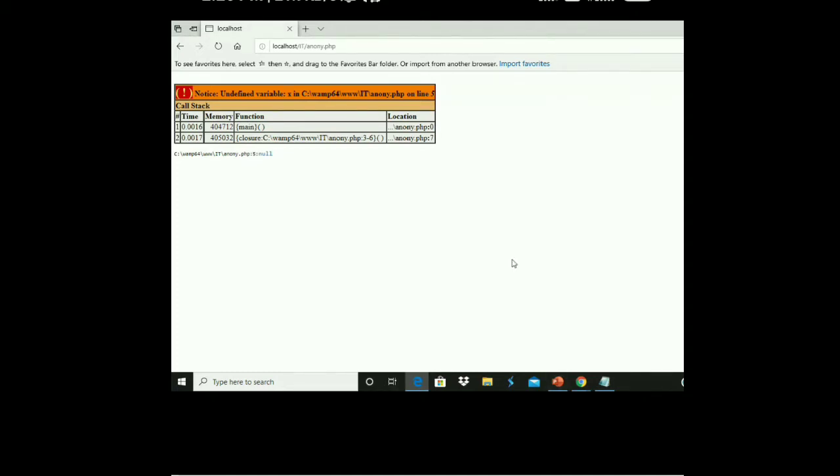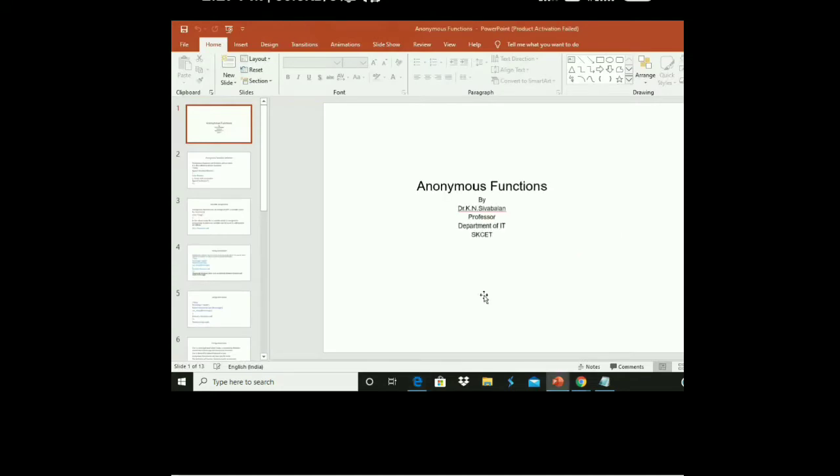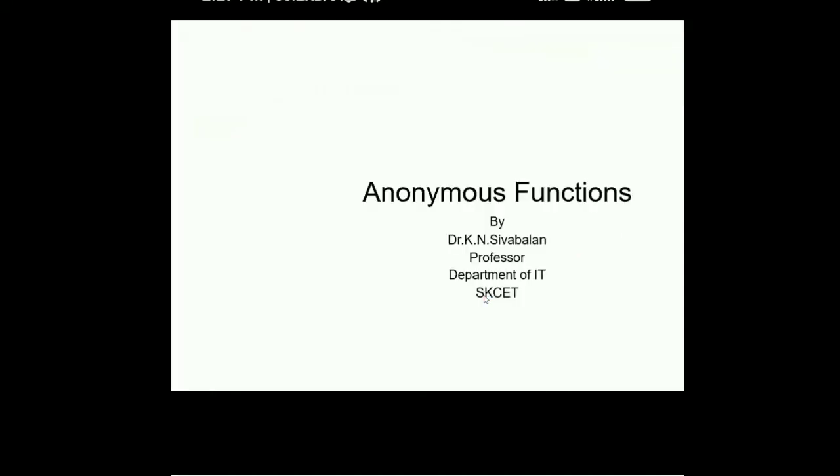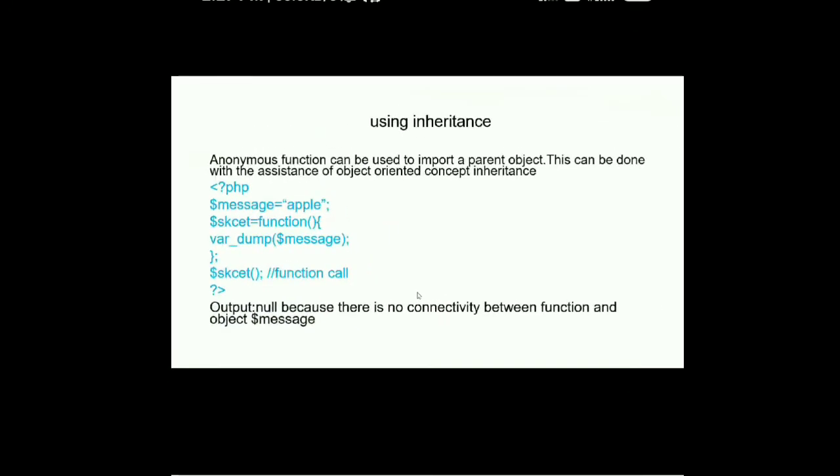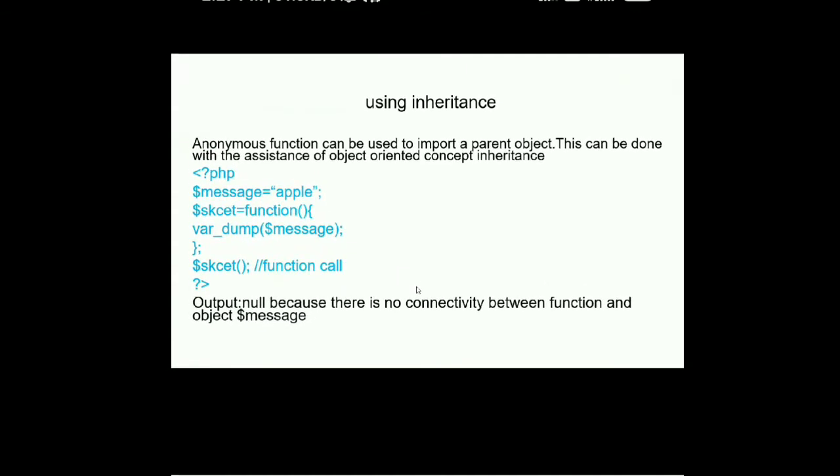Clear? Okay, now what you have to do is inherit this global variable and use it inside the anonymous function. That's what we are going to learn. Now listen here, so here comes the problem. You cannot use the message variable inside the function, so I get an error message, and you will get a null value as a result. But how to use it?